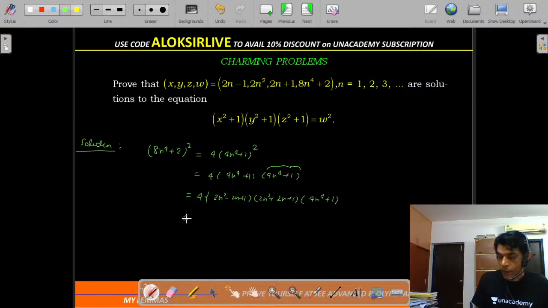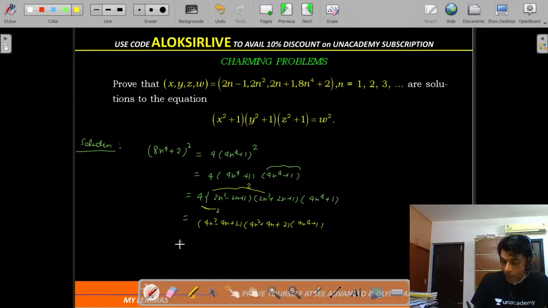Now any suggestion what to do with this 4? 4 times something you have to write. So what can we do? Any suggestion? Okay, I have one idea up my sleeve. This 4, what I can do is take 2 and 2 here. So I write 4n squared minus 4n plus 2, and distribute 2 here also, so that is 4n squared plus 4n plus 2, and times 4n to the 4 plus 1.